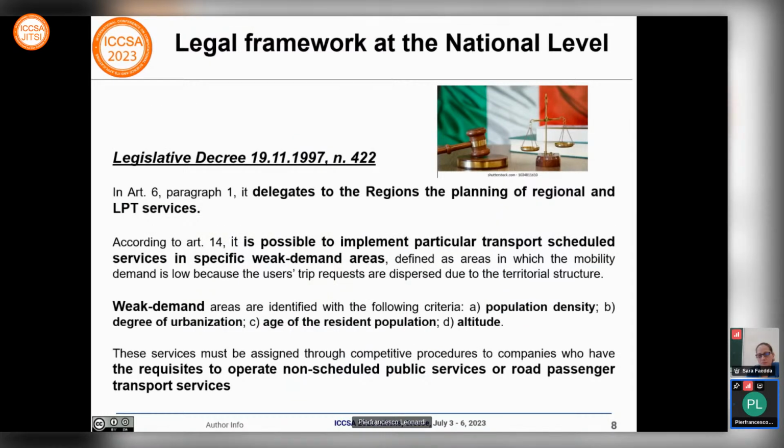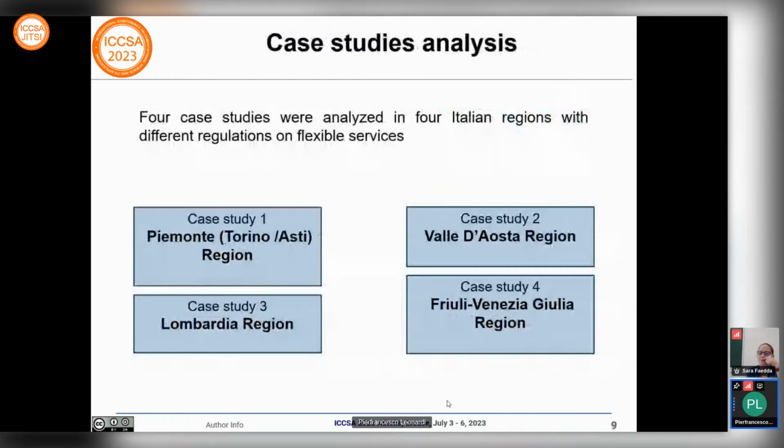All the case studies analyzed will refer to a national regulation, Legislative Decree number 422, which identifies the possibilities to implement particular scheduled transport services in specific weak demand areas. It provides the definition of weak demand areas and the service types. 4 different case studies have been selected: the region of Piemonte, the region of Valle d'Aosta, the region of Lombardia, and the region of Friuli-Venezia Giulia, which have implemented flexible on-demand transport services with different characteristics within a regional regulatory framework different from each other.